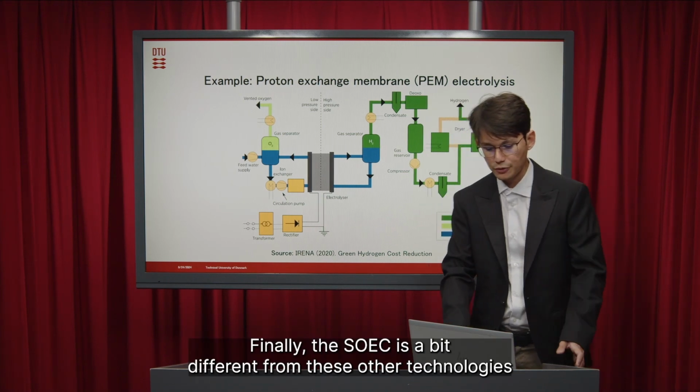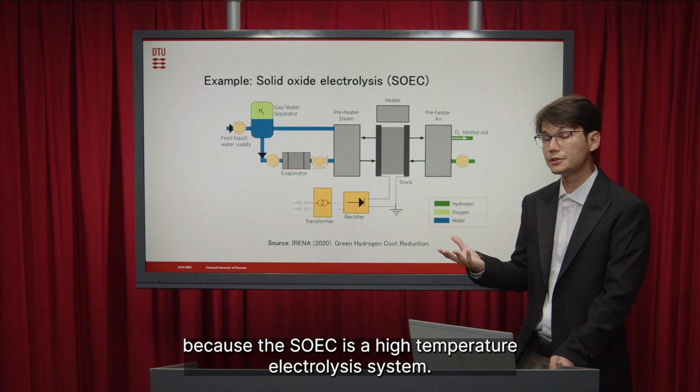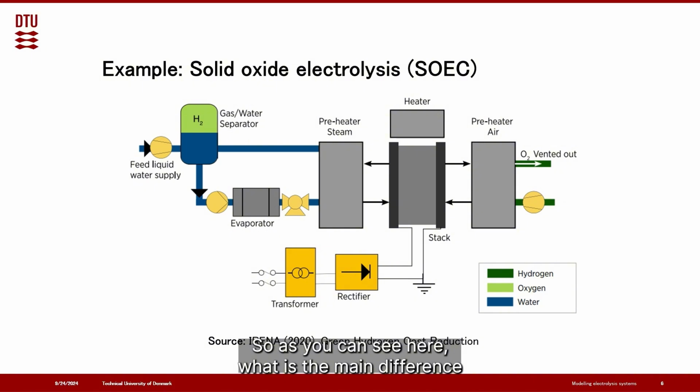Finally, the SOEC is a bit different from these other technologies because the SOEC is a high-temperature electrolysis system. So, as you can see here, the main difference is that we have, for instance, an evaporator. So this will consume heat or power to produce steam that will be used to generate our hydrogen.